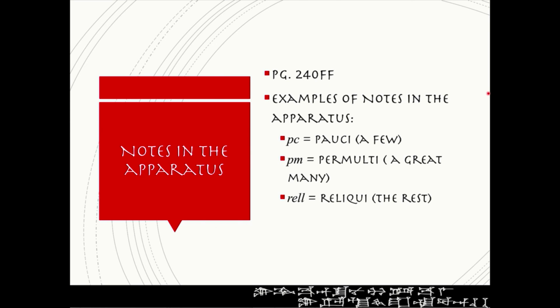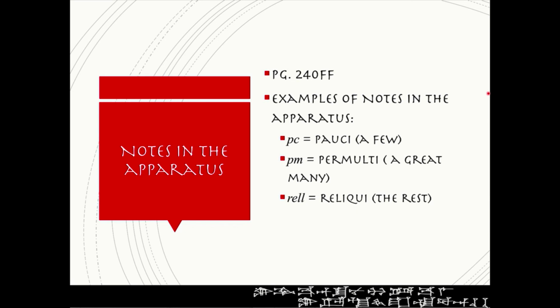So there are many notes in the apparatus itself, and they can be confusing. So on pages 240 and following, Aland has put a number of explanations for what these notes are, little descriptions. So for example, examples of notes that you'll see in the apparatus that he defines in the book in a very user-friendly way. PC, paucity, or pauci, a few. These are obviously Latin terms. PM, per multi, a great many, reliqui, the rest.